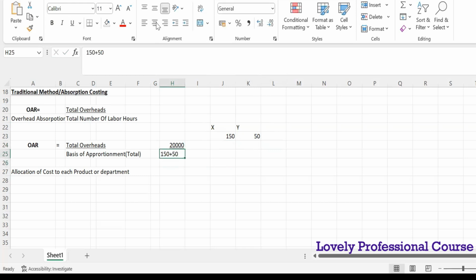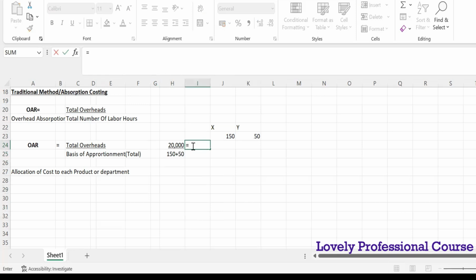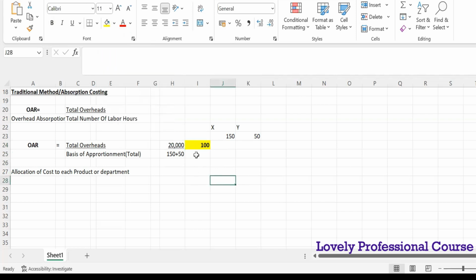From this point, I'm going to have my overhead absorption rate as this 20,000 incurred for all overheads that happened to produce products X and Y. Then I have to divide it by this total basis, which is 150 plus 50, which becomes 200. So this is my overhead absorption rate.